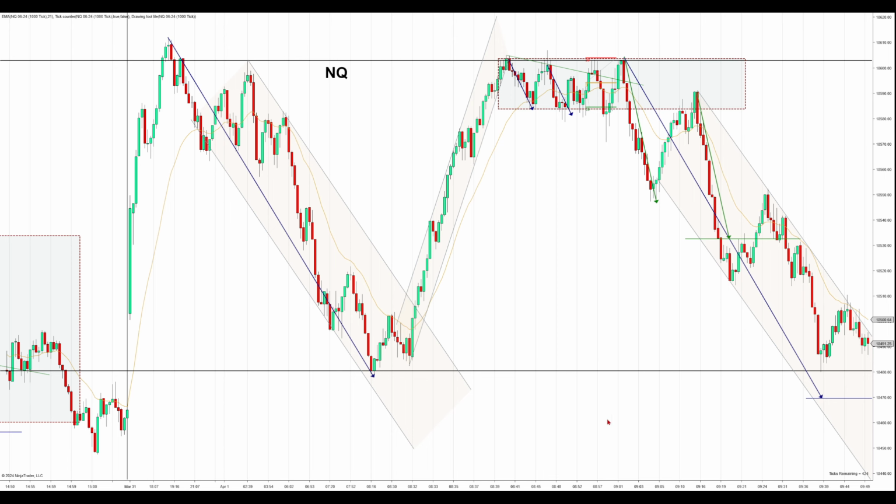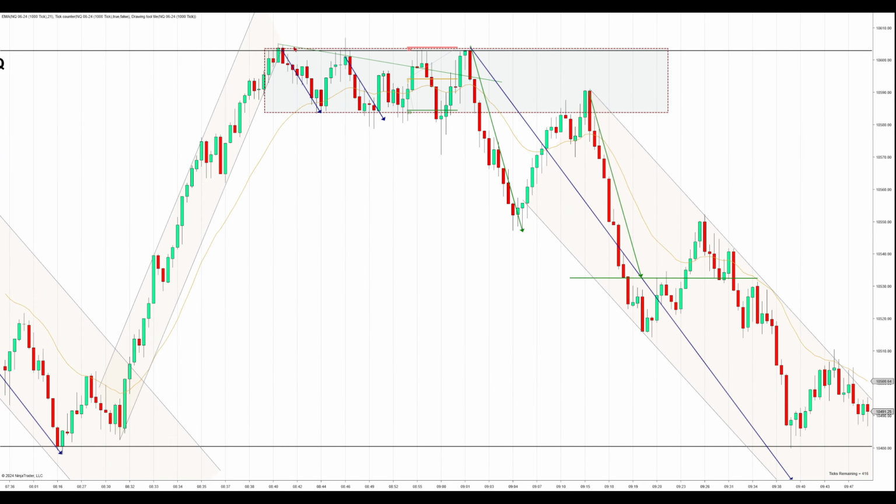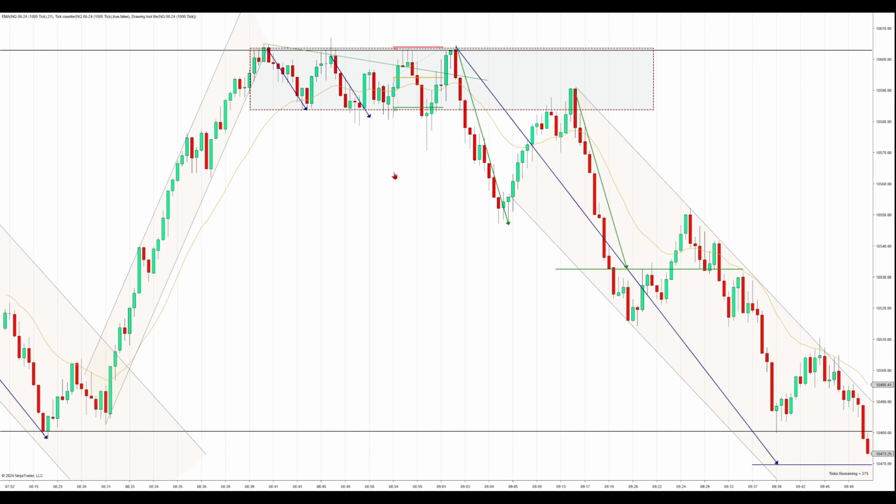And also, you have plenty of room. So this is a great looking trade. You have this trend line right here. It's closing below it. This is a really great looking short right here.